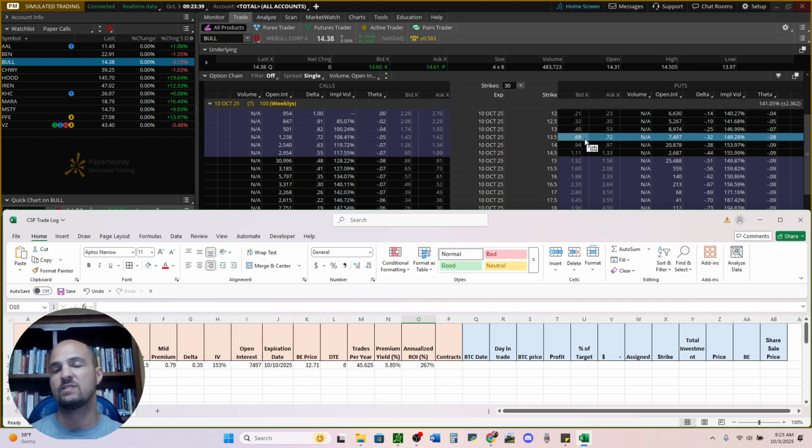Our mid premium, which is the amount of money we would collect for selling it, currently is about 70 cents, 71 cents. And you can see this has decreased from yesterday when that mid premium we sold was 79 cents. All this means is $79 because this is per 100 shares of stock.